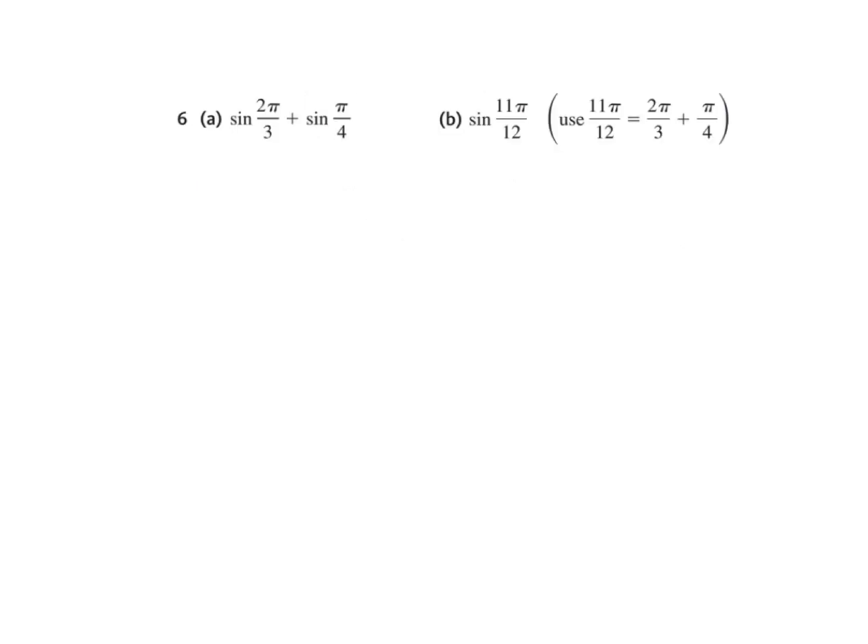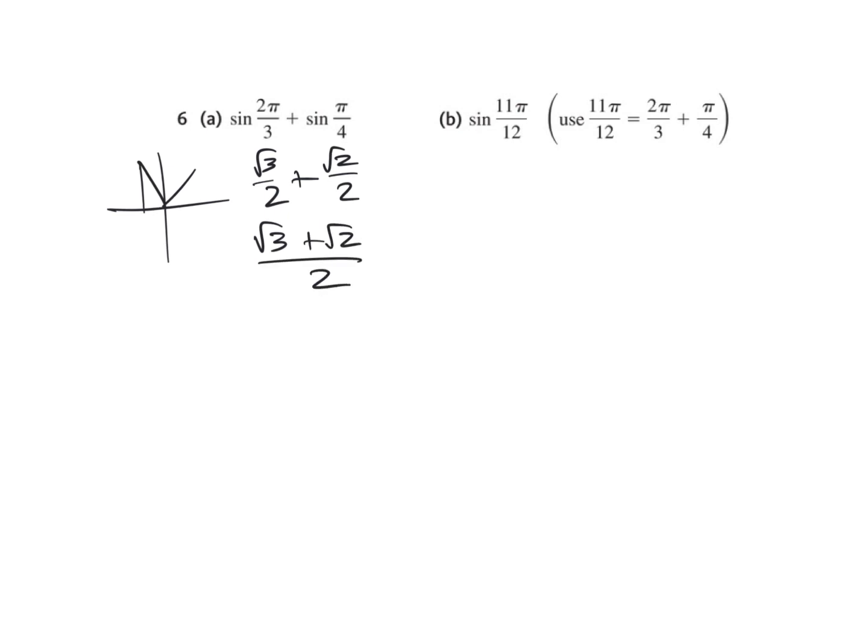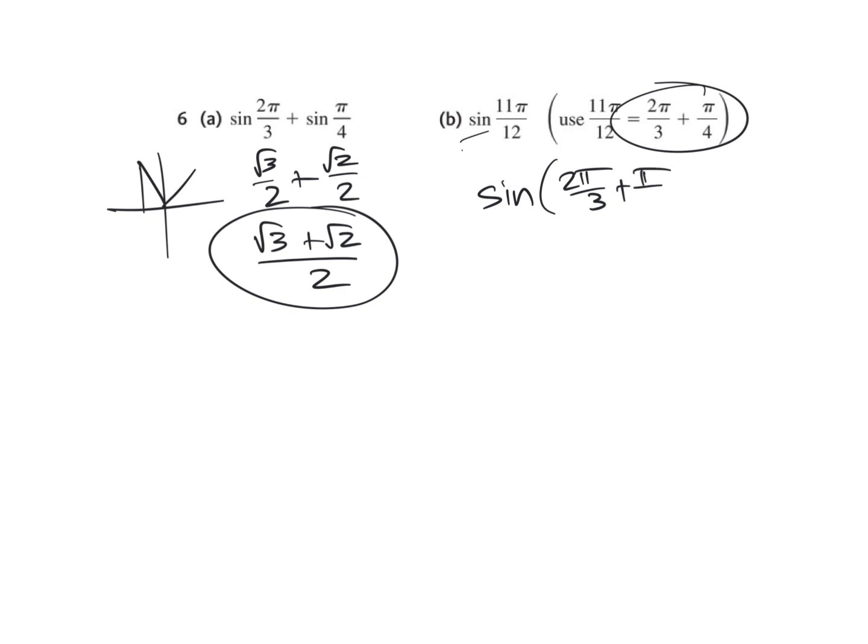All right, so sine of 2 pi over 3 is right there. The sine is going to be square root of 3 over 2 plus, and the sine of pi over 4 is square root of 2 over 2. So the answer is square root of 3 plus square root of 2 all over 2. And then here we have a sum formula for sine of 2 pi over 3 plus pi over 4. All right, so the sum for two angles in sine would be the sine of the first, 2 pi over 3, cosine of the second, pi over 4, plus cosine of the first, sine of the second.